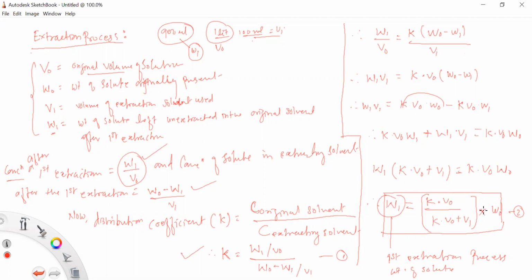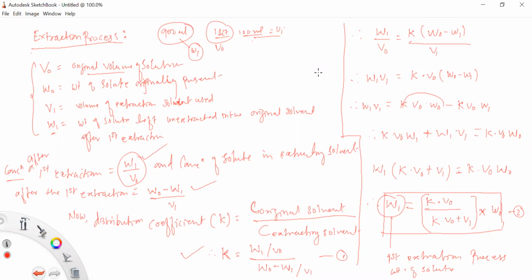So according to equation number 2, the weight of solute W2 is left unextracted after the second extraction, out of the weight of solute W1 left behind after the first extraction.